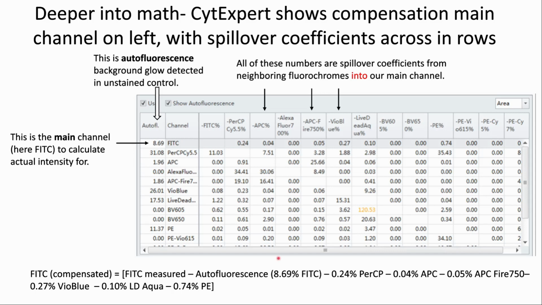We finally arrive at the compensated value of our main FITC channel by subtracting these calculated numbers. For FITC, this would mean the measured intensity of FITC has autofluorescence of 8.69% subtracted, followed by fractions of per-CP, APC, APC Fire, VioBlue, LiveDead Aqua, and PE.